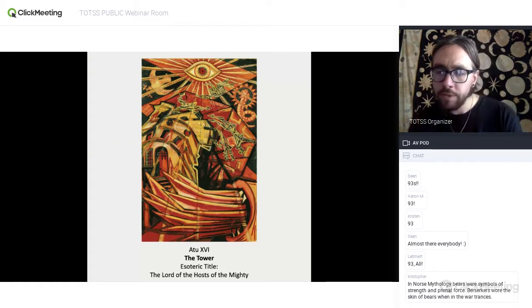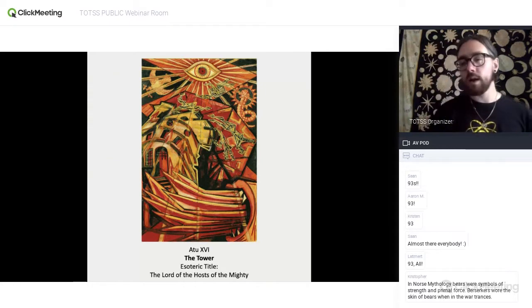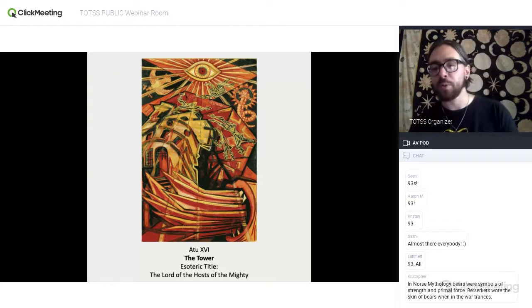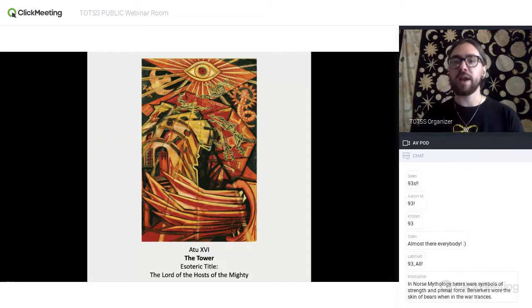We got a comment from Christopher here. He says, in Norse mythology, bears were symbols of strength and primal force. Berserkers wore the skin of bears when in war trances. Oh, yeah, that's great. I didn't know about the berserkers wearing bear skins. That's a really great mythological archetypal connection. That makes a lot of sense. The way that berserkers fight is very martial, and all warriors, of course, are martial. But in particular, that way of fighting makes a lot of sense for Mars. So that's great.